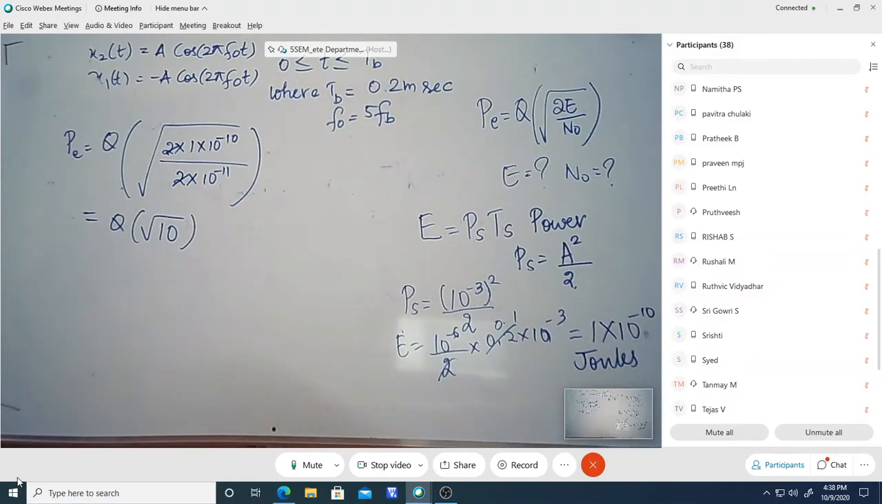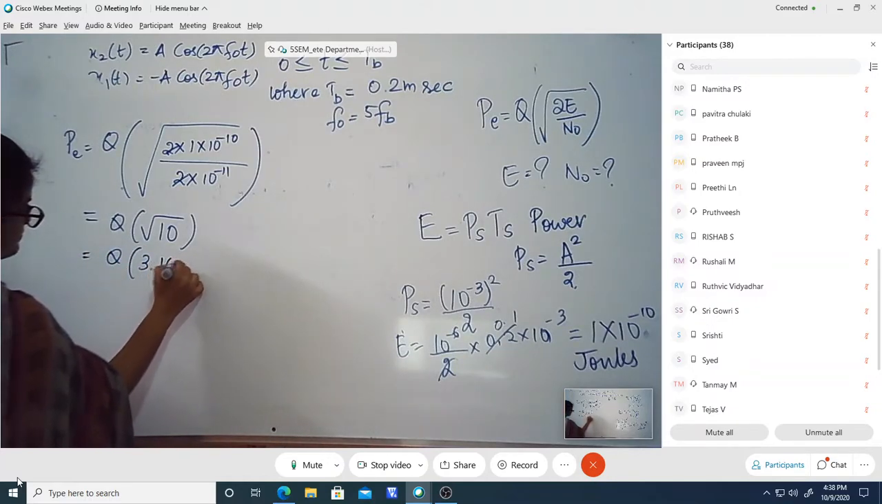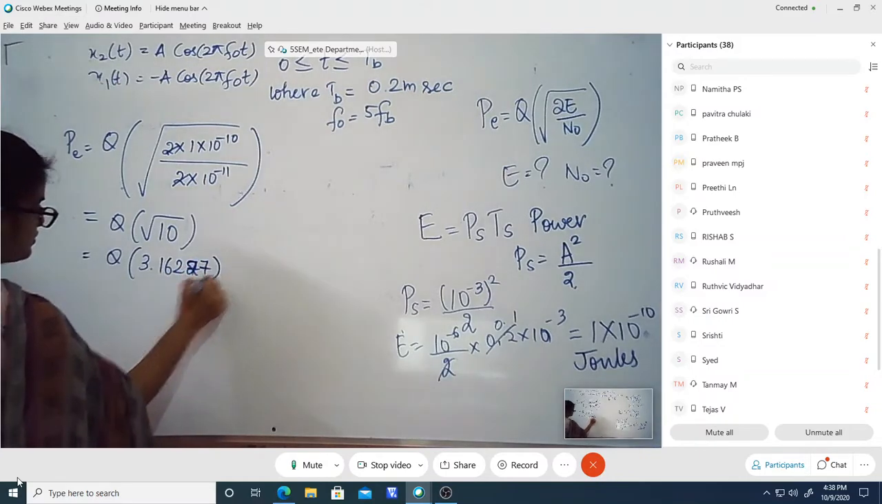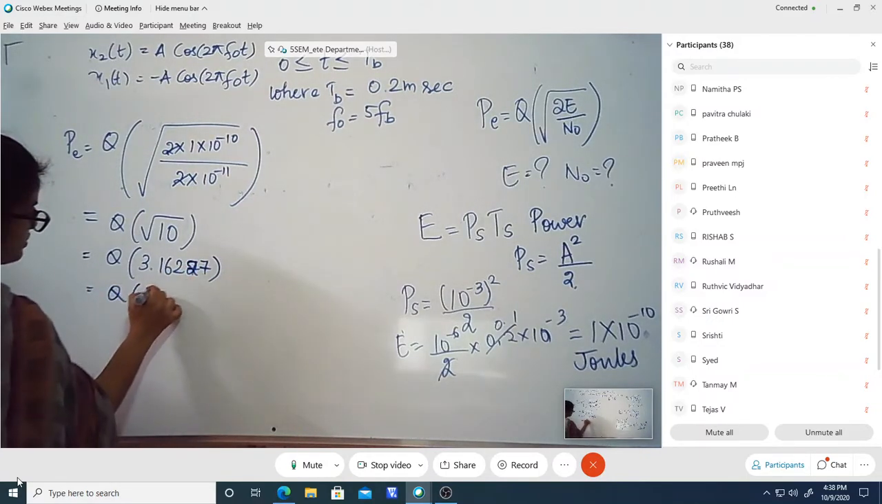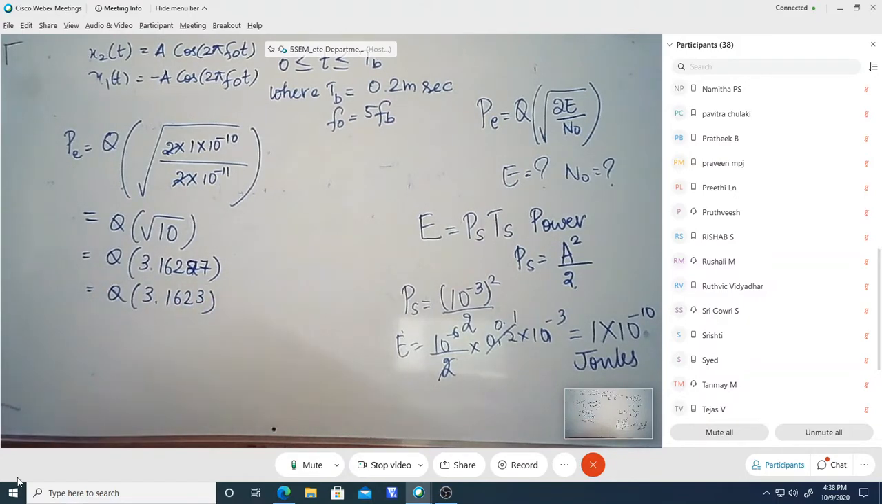Root 10 value is given by, you need to tell me the root 10 value. How much? Under the root 10 is 3.162227. You can also truncate it to 3.1623. Fine? Are you people with me? At least one of you please respond. Are you people still with me?